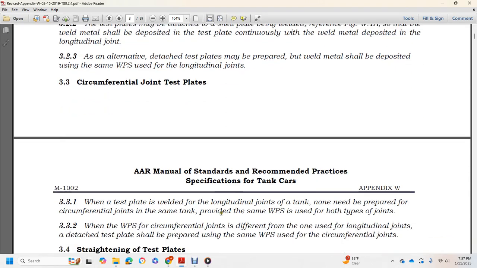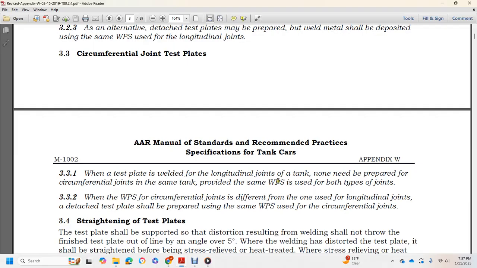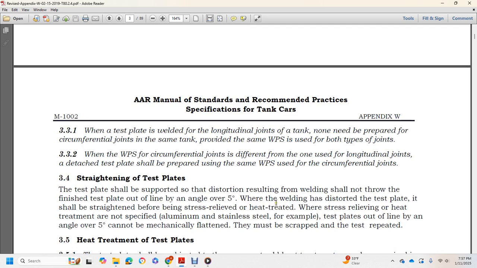Circumferential joint test plates. When a test plate is welded for the longitudinal joints of the tank, there is no need for preparing circumferential joint test plates in the same tank, provided the same welding performance specification is used for both types of joints. When the welding performance specification for circumferential joints is different from the one used in longitudinal joints, detached test plates shall be prepared using the welding performance specification used for the circumferential joints.